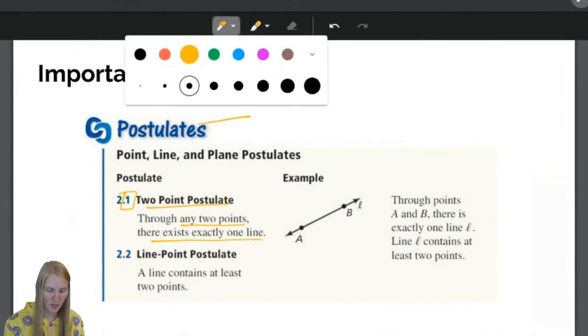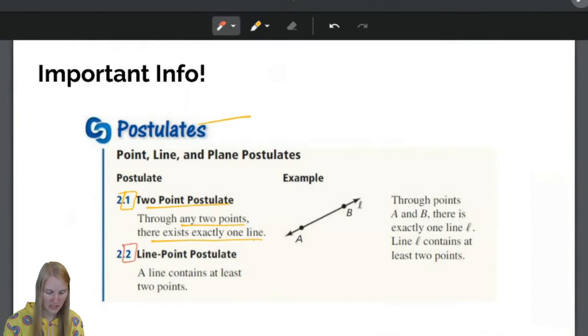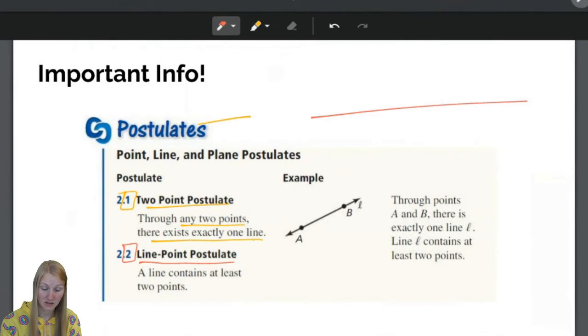Now, postulate number 2, the line point postulate: a line contains at least 2 points. So if I have a line, there must be at least 2 points on this line. There could be 3, there could be 4, there could be 18 million. There could be as many points as you want, but there must be at least 2 points on each line. So a line contains at least 2 points. And this, of course, is what a picture of them looks like, and an explanation of the example.